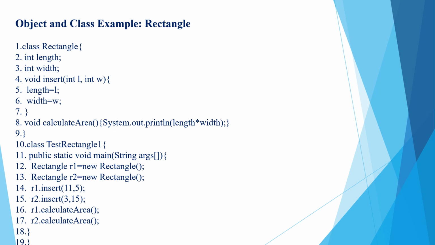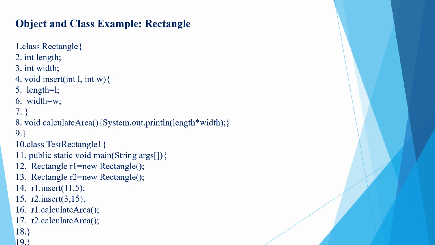Within this class we are creating the objects for the class Rectangle. We are creating two objects here, r1 and r2, with the help of the new keyword. Now we are calling the method insert. So r1.insert, and we are passing the two arguments 11 and 5, and for r2, 3 and 15. When we pass 11 and 5, 11 gets assigned to l and thereby to length, so length is 11, and width becomes 5. So your area will be length into width, that is 11 into 5. It is getting calculated as 55.